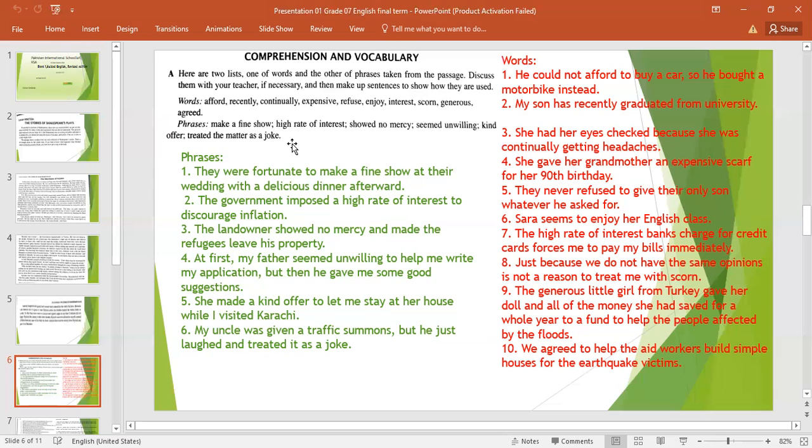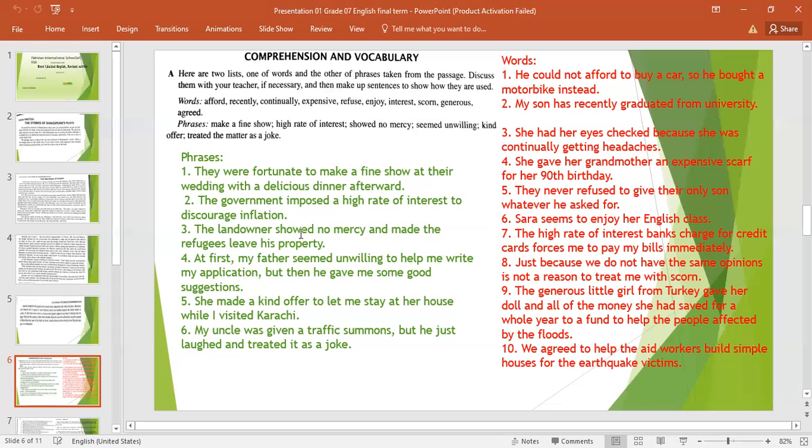The next phrase is "high rate of interest." The government imposed a high rate of interest to discourage inflation. The third phrase is "showed no mercy." The landowner showed no mercy and made the refugees leave his property.